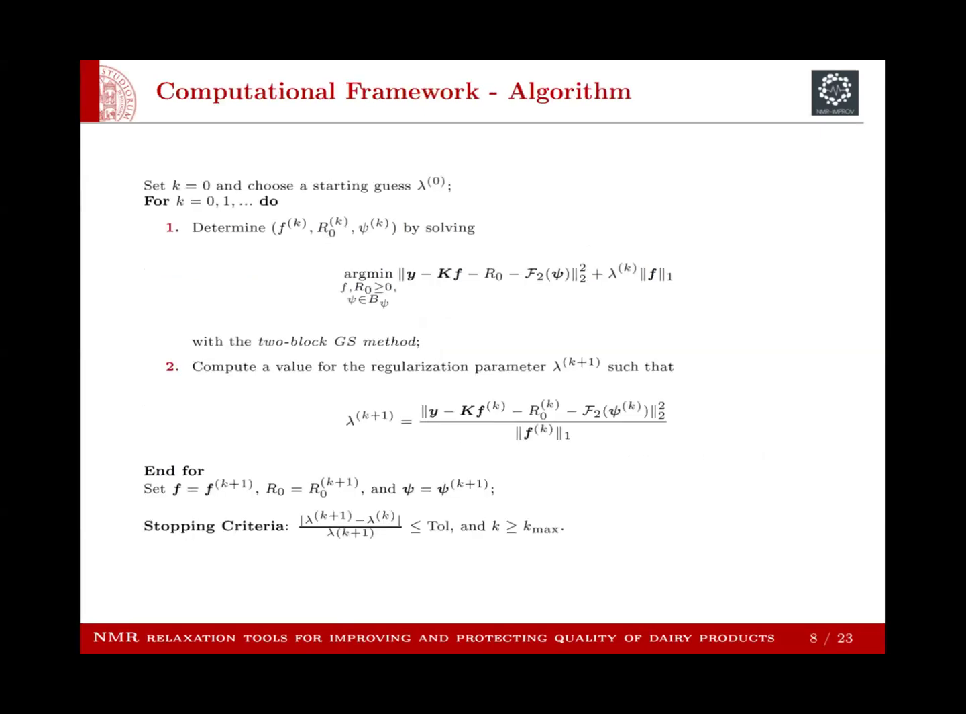Okay, so the computational framework for this software is the following. We start by setting the starting values for the parameters, and then there is an iterative procedure where the solution is found by solving this minimum problem using a numerical method, which is the Gauss-Seidel method. At each iteration, the regularization parameter is updated using the balancing principle that the Professor showed you before, until a stopping criterion is reached.